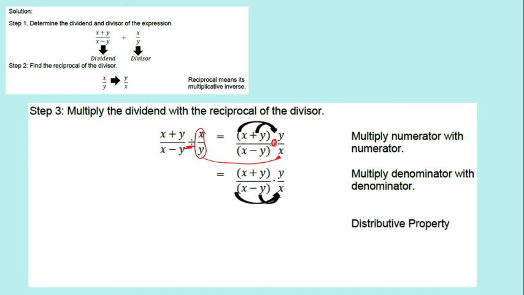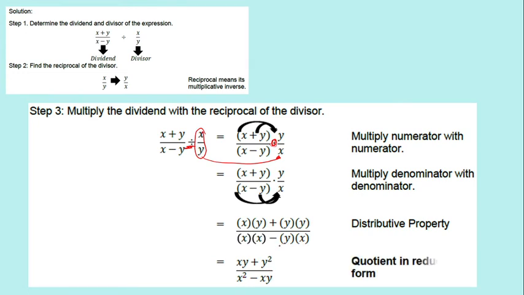Using the distributive property, for the quantity x plus y times y, we now have x times y plus y times y. And for the denominator, we now have x times x minus y times x. When we multiply x times y, that is xy, y times y is y squared, x times x is x squared, minus y times x is xy. And this is the quotient in reduced form. So this is now the final answer.